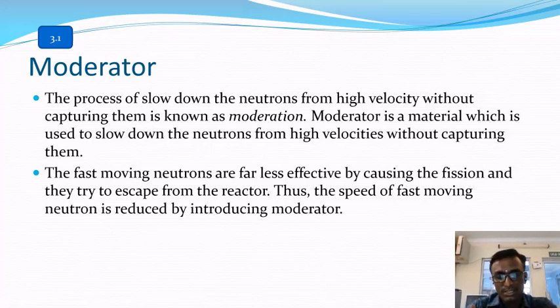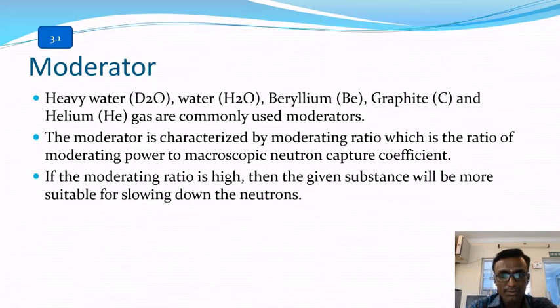For all this process to happen, we have to either supply free neutrons into the reactor or absorb the neutrons from the reactor. So the moderator is a material which is used to slow down the neutrons from high velocity without capturing them. So what is the function of the moderator? The moderator will moderate the process that is happening in the nuclear reactor. Moderator function is to slow down the process of the reaction. As we have discussed earlier, the moderator will slow down the process of the reaction.